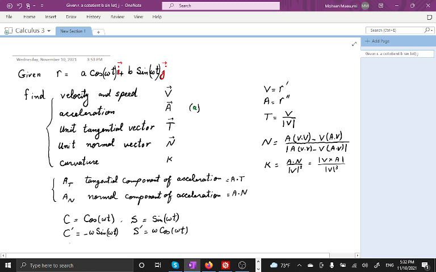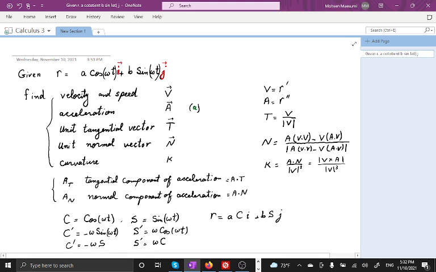So you notice C prime is just minus omega S, and S prime is just omega C as a matter of our abbreviation. So my function now is R equals A cosine of omega t, just write C, i, and B sine of omega t, which we just write S, and then j. Okay, and that way we keep track of everything without writing too much.